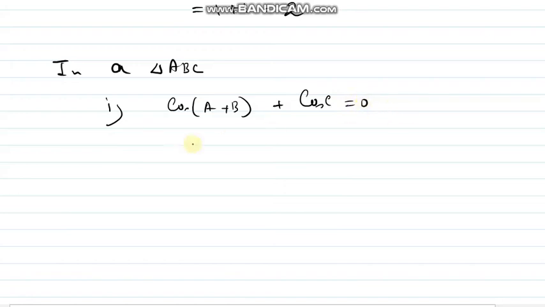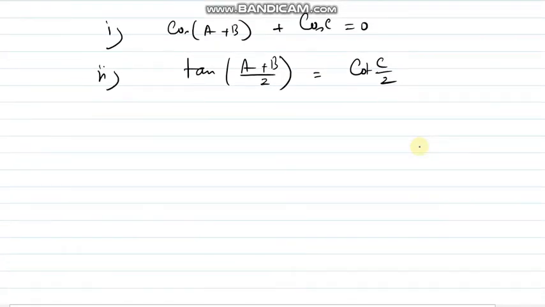Next, another sum if I will do in a triangle ABC. In a triangle ABC, prove that the first proof we have to do, that is cos of A plus B plus cos C equals to 0. And the second proof we have to do, that is tan of A plus B by 2 is equals to cot C by 2.